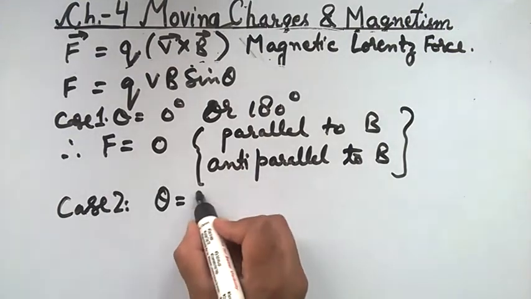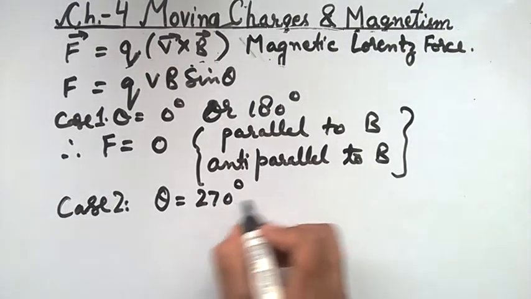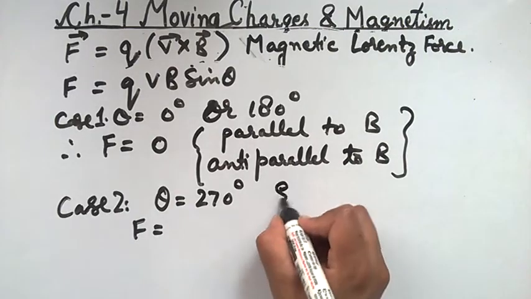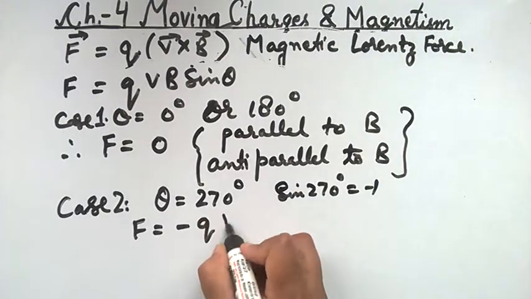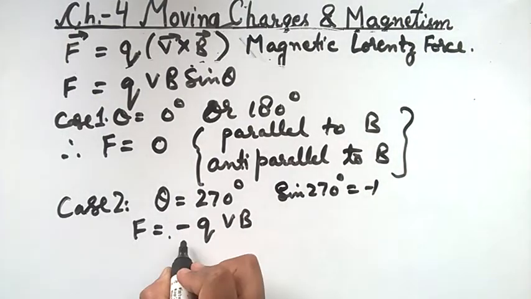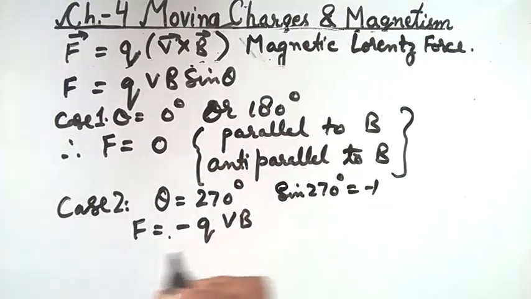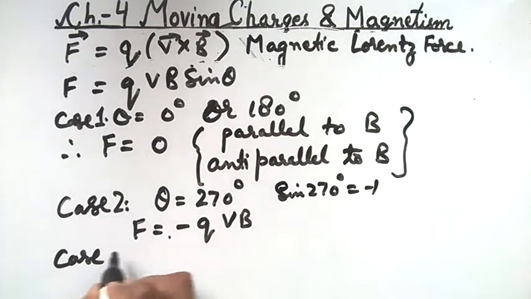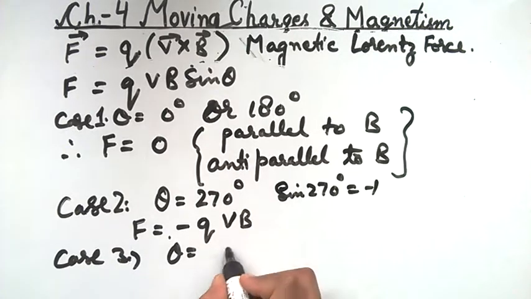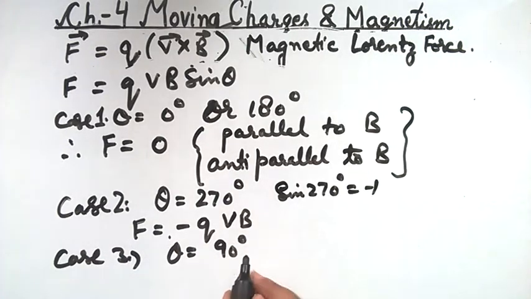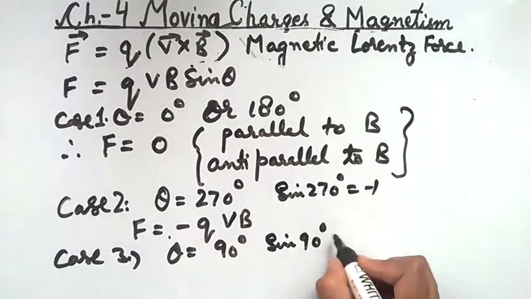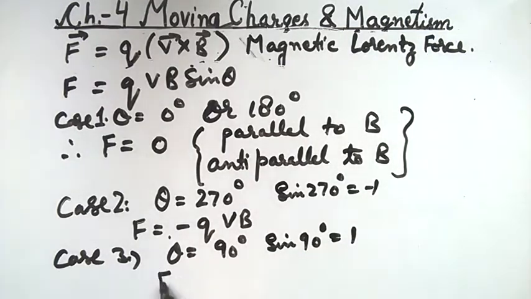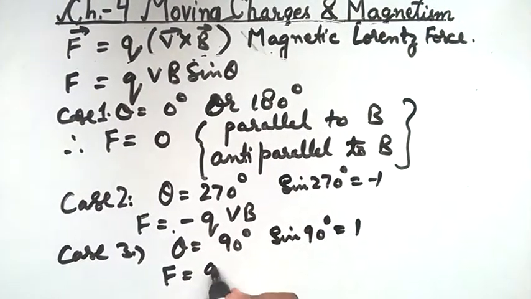And when theta is equal to 270 degree, then sine 270 is minus 1. Therefore, the force experienced is opposite to the direction of magnetic field. And when theta is equal to 90 degree, that is, charge is moving perpendicular to the magnetic field, sine 90 is 1. Therefore, charge experiences maximum force, that is QVB.